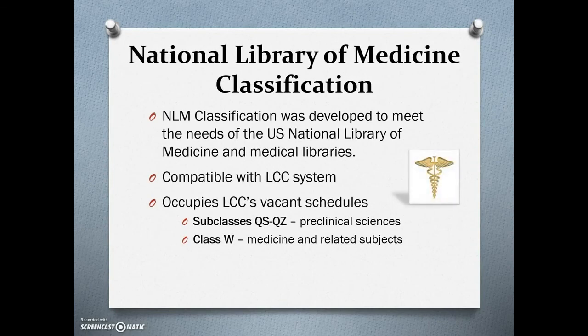The National Library of Medicine's classification system was developed to meet the needs of the National Library of Medicine, as well as other libraries specializing in the field of medicine and preclinical sciences. This system was designed with the goal of creating a classification scheme that would be compatible with the Library of Congress's system, while occupying the LCC's vacant schedules at subclasses QS through QZ and Class W. Now, QS through QZ are dedicated to preclinical sciences, such as human anatomy and physiology, and Class W is dedicated to medicine and other related subjects.